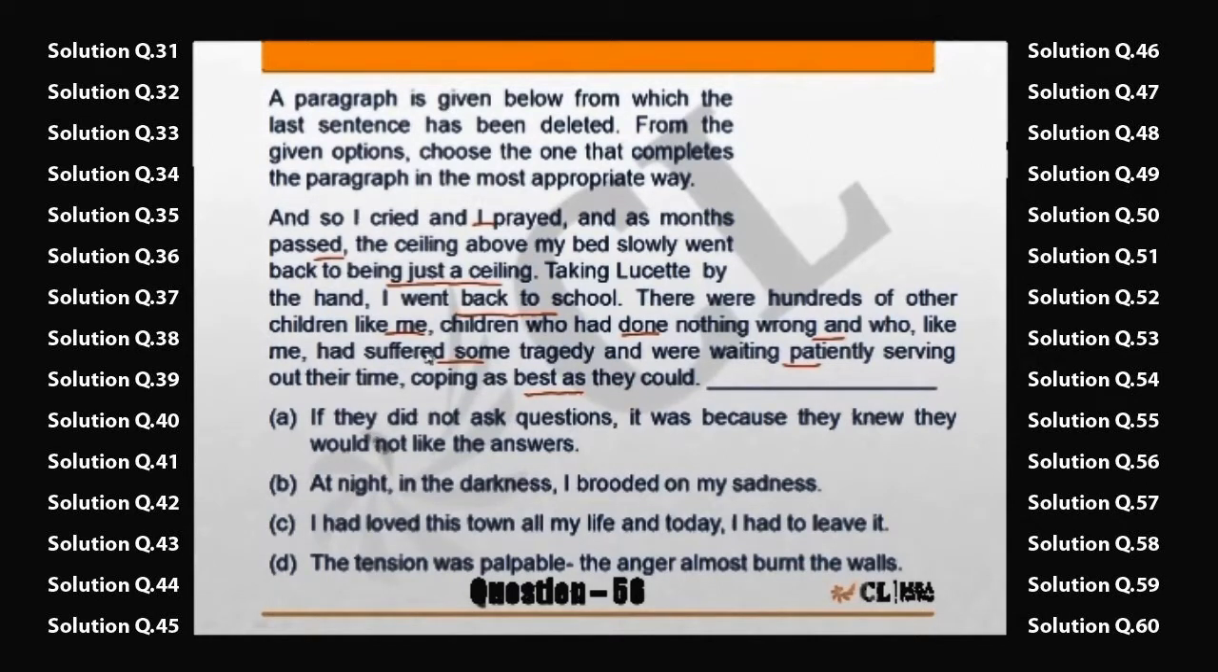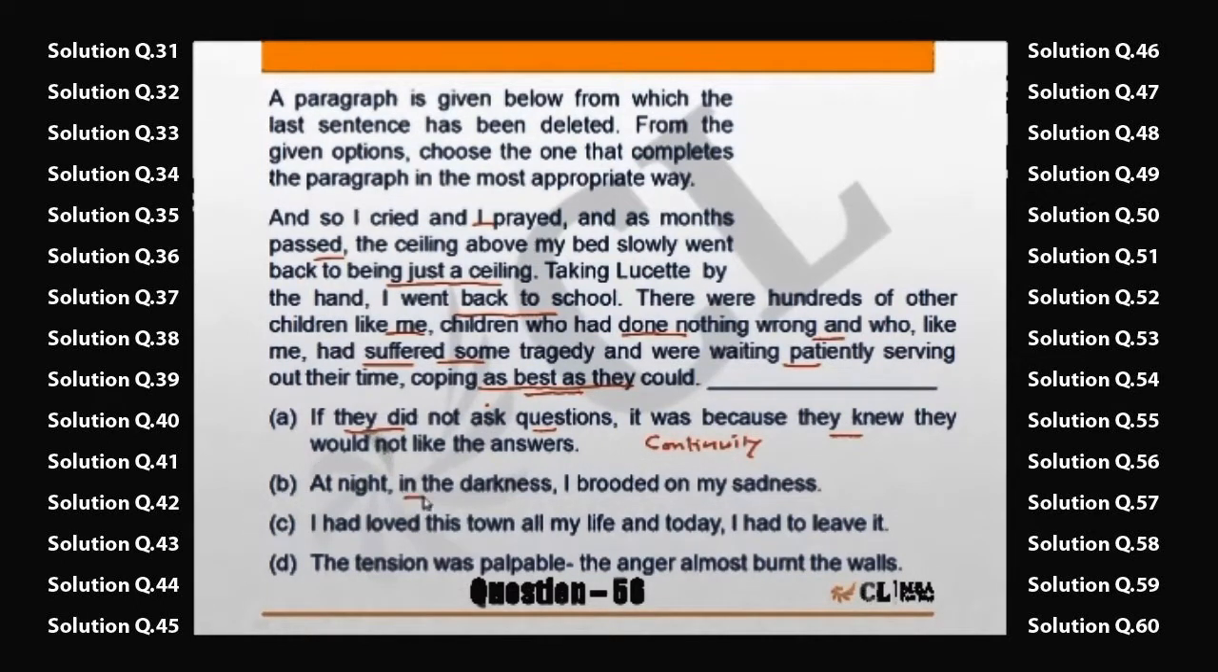Statement A. If they did not ask questions, it was because they knew they would not like the answer. Could be correct on account of continuity. If you look at the last statement, there were other children who had done nothing wrong and who like me had suffered some tragedy and were waiting patiently, serving out their time, coping as best as they could. If they, meaning the children, did not ask questions, it was because they knew they would not like the answers. So they were coping, they knew they would not like the answer, hence they did not ask questions. On account of continuity seems to be correct, but let's look at the other choices.